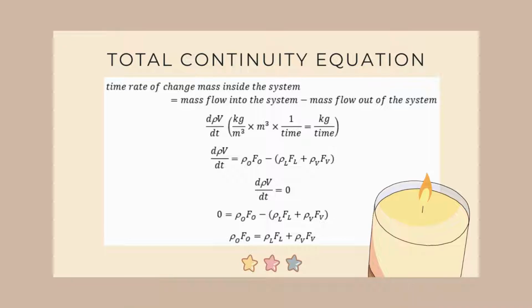After that, we can develop the TCE, whereby the mass flow into the system is the initial density times the feed flow rate, minus the mass flow out of the system, which is the flow out of liquid times its density, and also the flow out of gas times its density. Due to it being a steady state model, dρ/dt is equal to 0. Thus, the final TCE equation can be obtained.